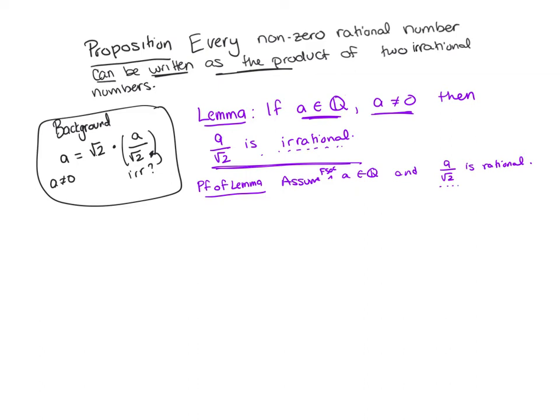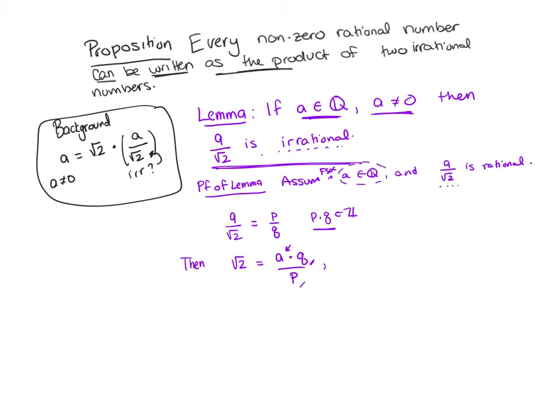So since a over square root of 2 is rational, let's deal with that first. So a over root 2 is some, we'll say p over q, where p and q are in Z. And let's see if I can then solve for square root of 2, because I know something about square root of 2 already. I know that it's irrational. Then square root of 2 is equal to, just dividing things over, a times q over p, where I know p and q are in Z, but I don't know about a, right? a I've just assumed is in Q.